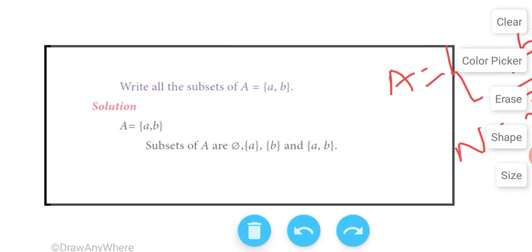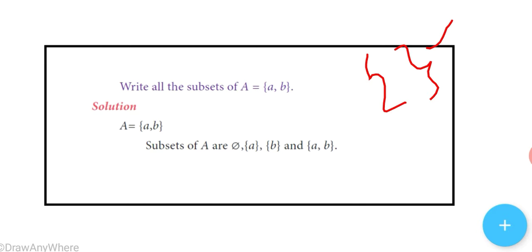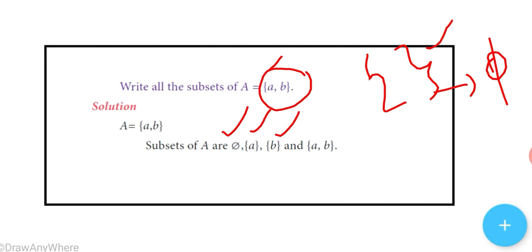The null set is a subset of all sets. So the first subset is the null set, which is represented by phi. Another subset is the first element a, another subset is the second element b. Now we can construct a set using both elements, a comma b. So now we have 4 subsets.